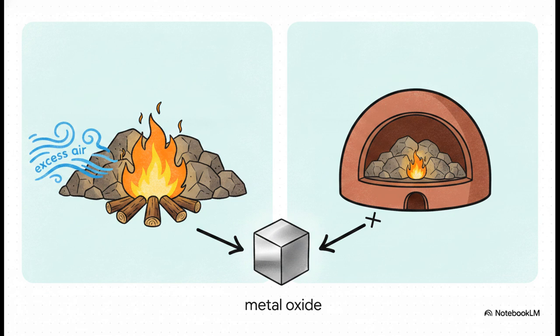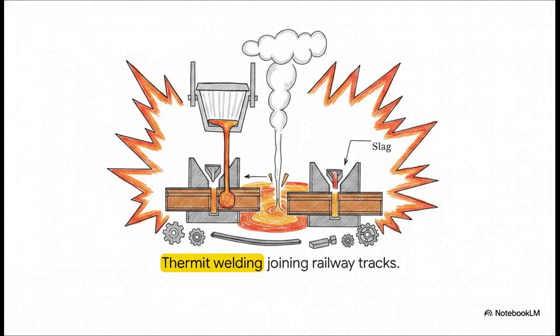If we have a sulfide ore, we use a process called roasting, which means heating it strongly in an excess of air. But if we have a carbonate ore, we use calcination, meaning we heat it strongly in a very limited supply of air. Both of these paths lead us to a metal oxide, which is perfectly ready for the next step of reduction.